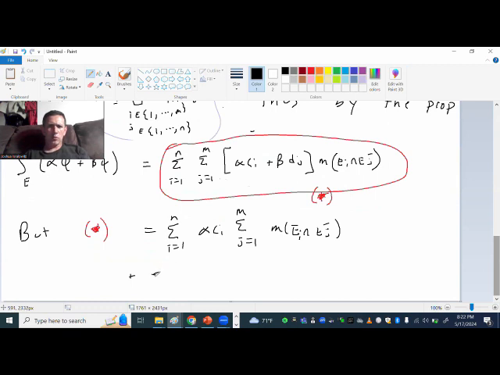So here again, I'll switch it. The sum j equals 1 to m, beta d_j. Sorry, sum i equals 1 to n, the measure of E_i intersect E_j.